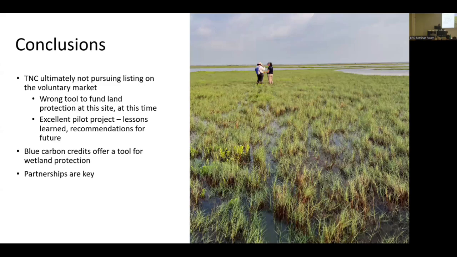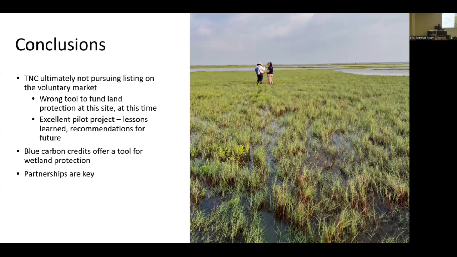Sort of as a take-home message on this, blue carbon or nature-based credits in general are offering a tool for wetland protection, for land conservation. Being able to put a dollar amount on the ecosystem services that they provide just helps make protecting areas easier. 95% of Texas is private lands. That means the almost 4 million acres of wetlands we have are going to be on private lands.